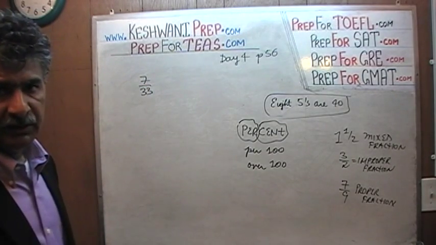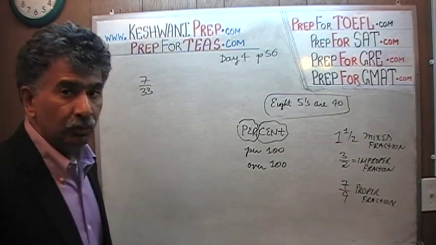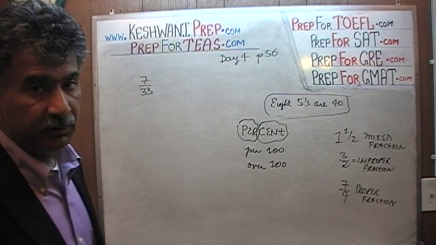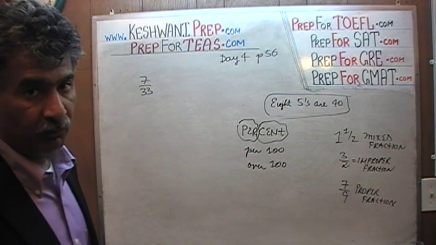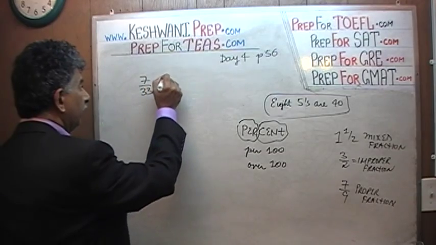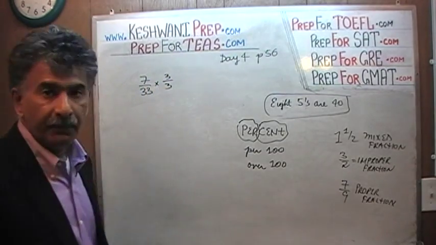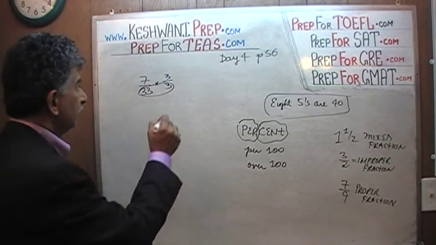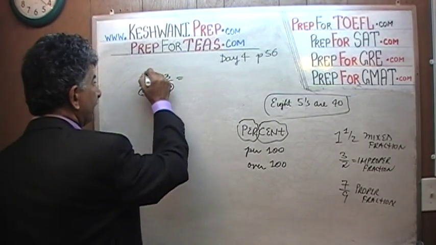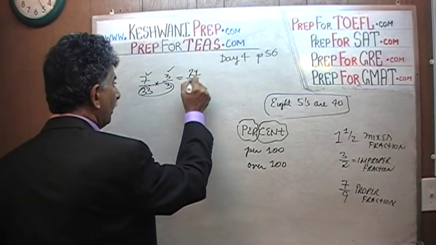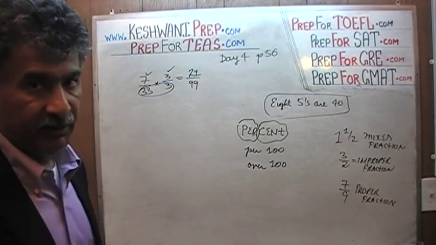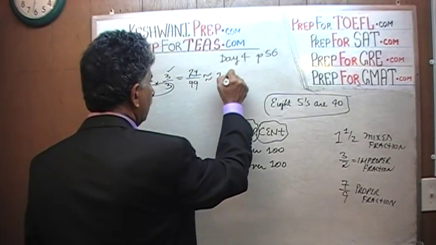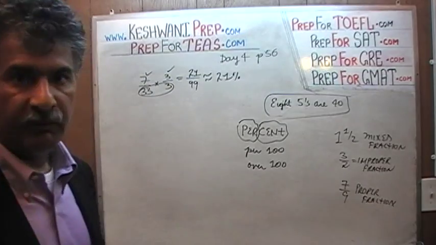For example, if somebody were to ask us how much is 7 divided by 33 in percentage, we want to convert the bottom into 100 or something as close to 100 as possible. Well, we can convert 33 into something very close to 100 simply by multiplying the top and the bottom by 3. 33 times 3 is 99. So on the top we get 7 times 3, which is 21, over 99. 21 over 99 is not exactly 21%, but it's pretty close to it. It's approximately 21%. Nobody's going to argue with that.